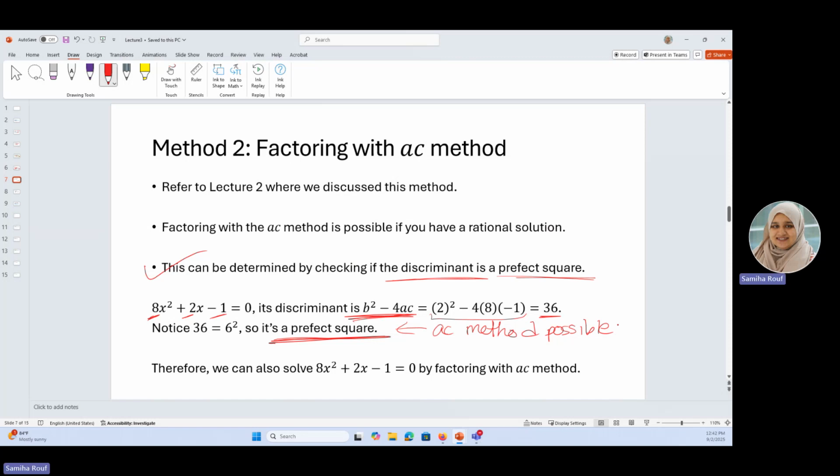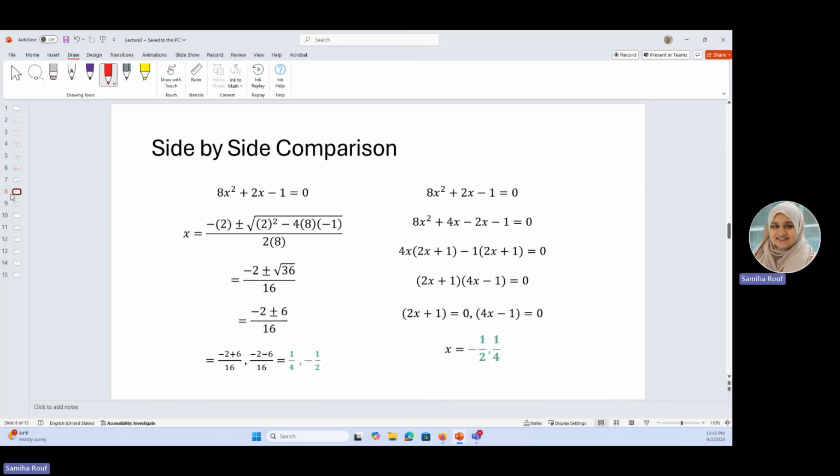And the AC method was what was discussed in the previous lecture. Okay, so now, as a reminder, what does this look like if we use the AC method rather than the quadratic formula? So these are the steps we just took, which uses the quadratic formula, and it gave us our two solutions. If I did the AC method, well, what does the AC method say? Take your A and your C, you multiply them.